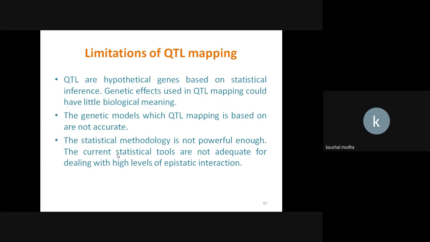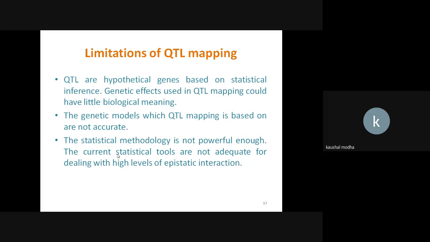Genetic models for QTL mapping are not accurate because, as I told you, most of the models do not incorporate the epistatic interactions, which are mostly present in these quantitative traits. Statistical methodologies are not yet powerful. So these are the limitations, but still loci can be successfully mapped which are linked with a particular quantitative trait or associated with a particular trait.